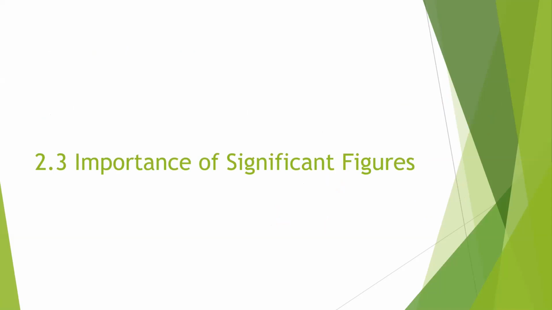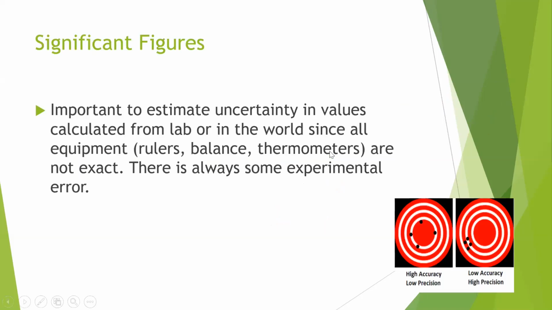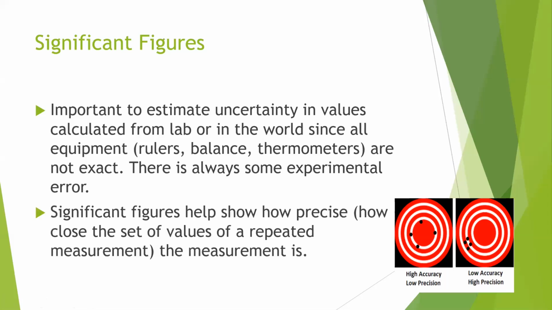But right now, I wanted to wrap up the importance of significant figures. I didn't do a good job explaining them last time. So this time, I hope my rules are more precise and people would understand them better. So significant figures are important to estimate uncertainties in values calculated from the lab because equipment are not always precise. There's always some experimental error. And significant figures basically show us how precise our measurements are.